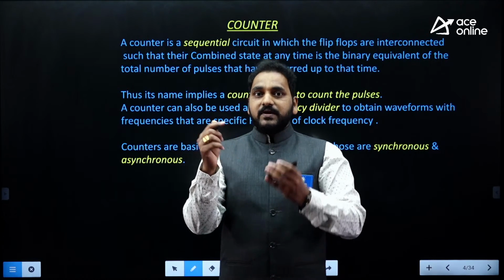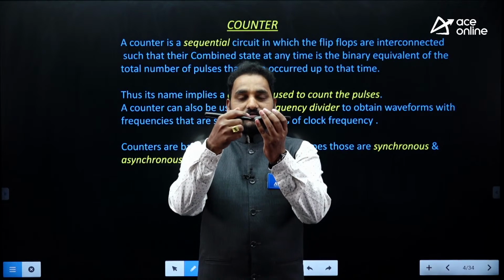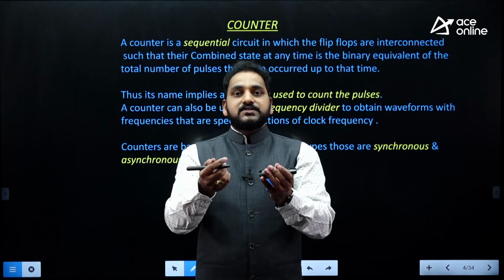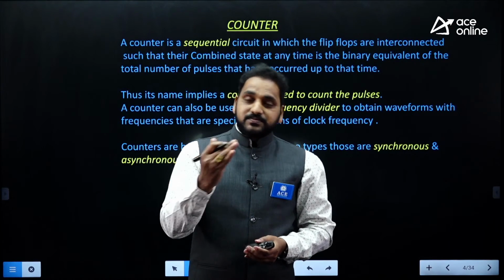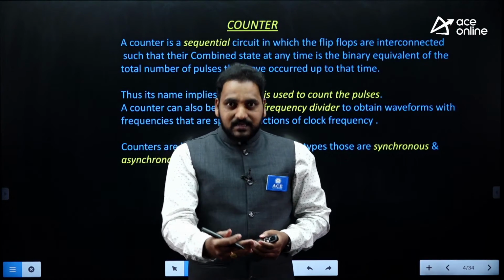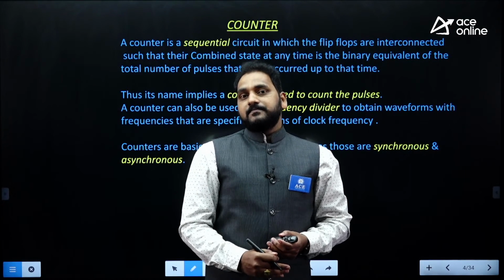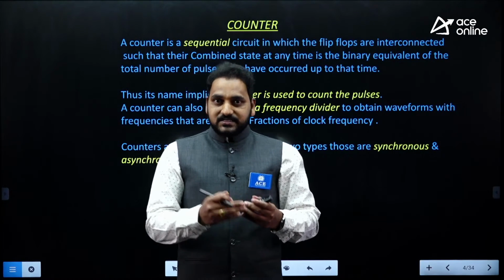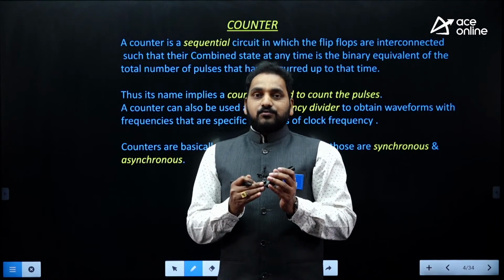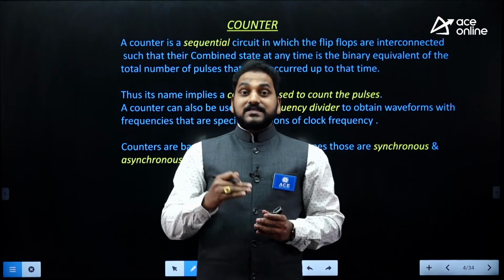So it is decided by how you are providing the clock to the counter. How you are providing the clock to the counter decides the type of counter. It can be a synchronous counter or an asynchronous counter. The name itself gives some information if you understand it carefully. Synchronous counter: it says that in a synchronous counter, we are providing the clock pulse to all the flip-flops simultaneously.